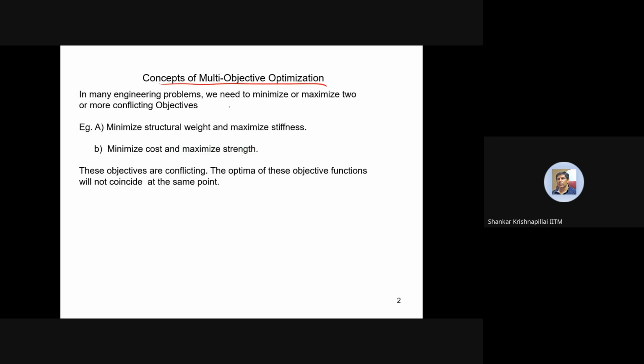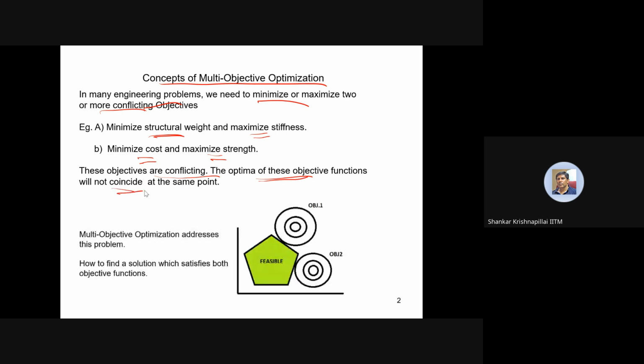In many engineering problems, we need to minimize or maximize two or more conflicting objective functions. For example, in a bridge or in an automotive structure, we want to minimize structural weight, and at the same time, we want to maximize the stiffness. Or in an industrial engineering problem, we want to minimize the cost of the equipment and at the same time maximize the strength, which is conflicting. So these objectives are conflicting. The optima of these objective functions will not coincide at the same point in the feasible region.